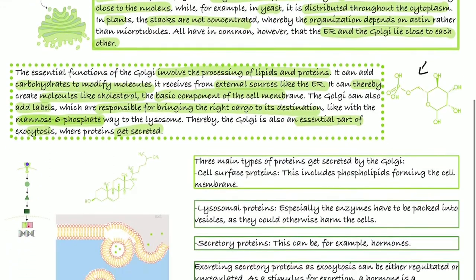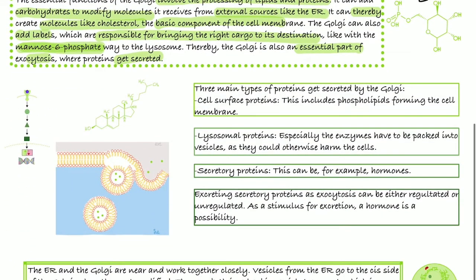Now, let's take a look at the 3 types of proteins that get secreted. First we have cell surface proteins, like cholesterol that was just mentioned. Here you see the molecular structure. Then we have lysosomal proteins, and here especially the enzymes have to be packed into vesicles because those could otherwise harm the cells. And then we have secretory proteins, and this can be, for example, hormones. If we want to excrete those secretory proteins by exocytosis, this can be either regulated or unregulated, and as a stimulus for excretion, a hormone would be a possible stimulus.